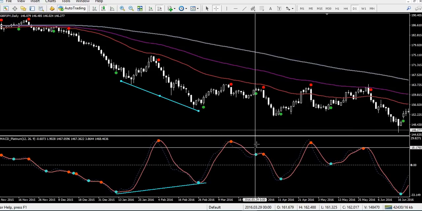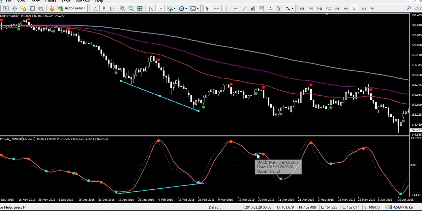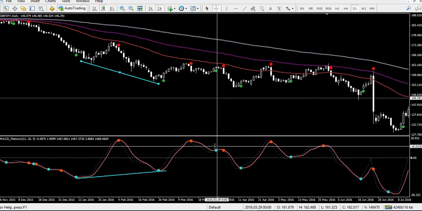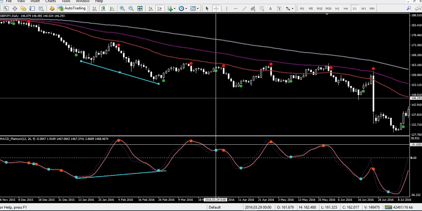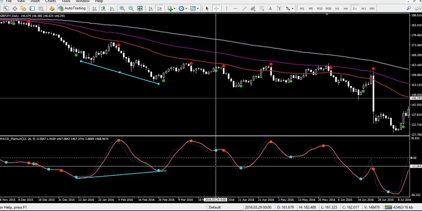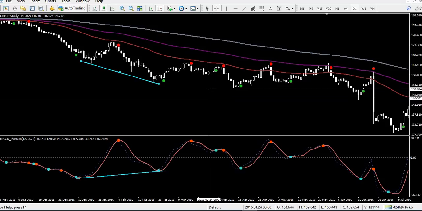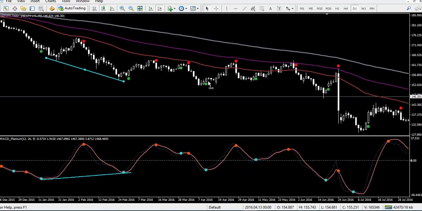Even though we've got a blue dot on the MACD Platinum here and a green dot on the QMP filter, that wouldn't even be considered a buy trade because the blue dot is above the zero level. We're only looking for sells above the zero level. So that one there is not even a valid buy signal. It would have to be below to even consider it. So we just ignore it basically.